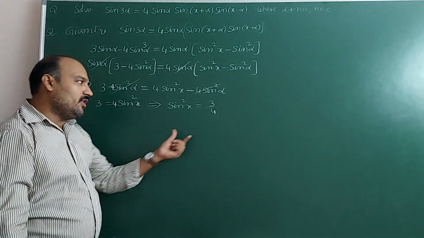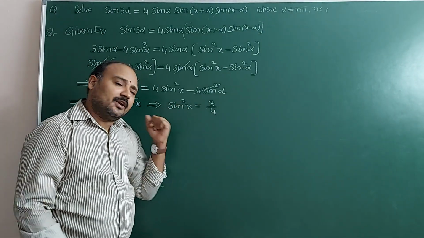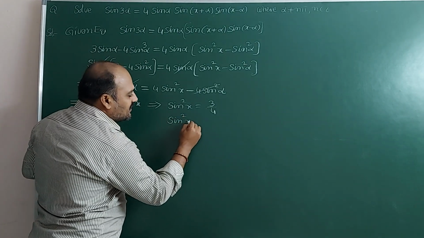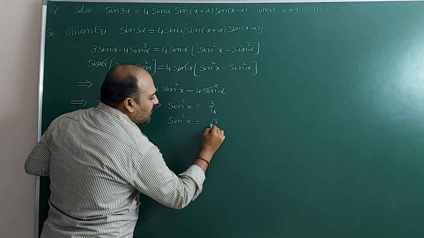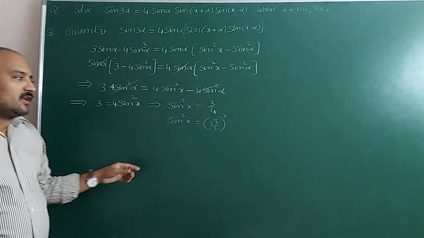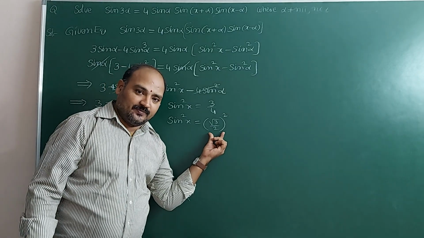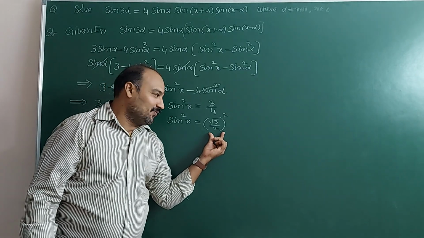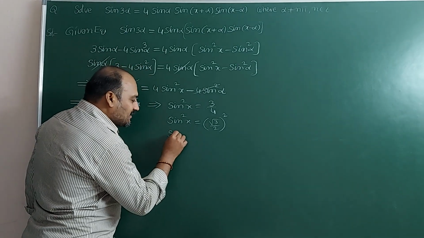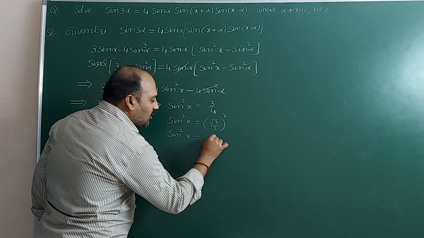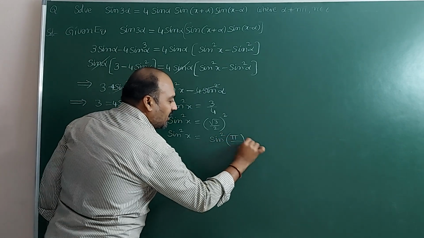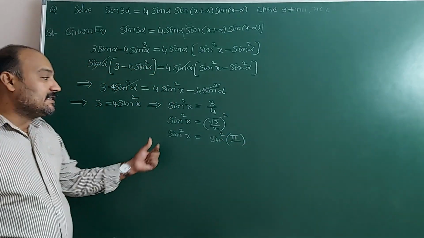Can we express 3 by 4 in terms of a square? We can. So we write it as sin square x is equal to root 3 by 2 whole square. For sin 60, it is root 3 by 2, and 60 means pi by 3. So sin square x is equal to sin square pi by 3, that is 60 degrees.